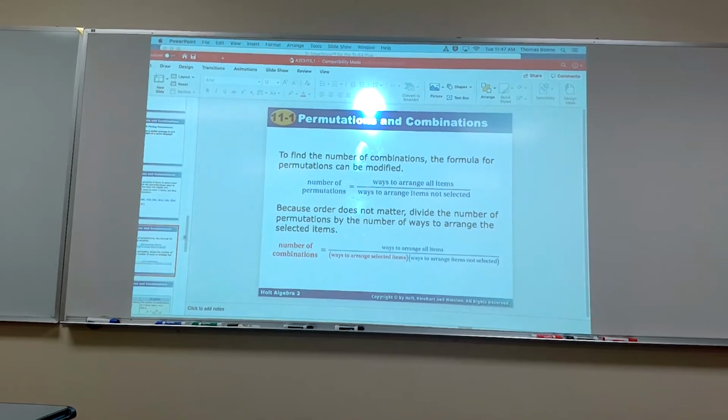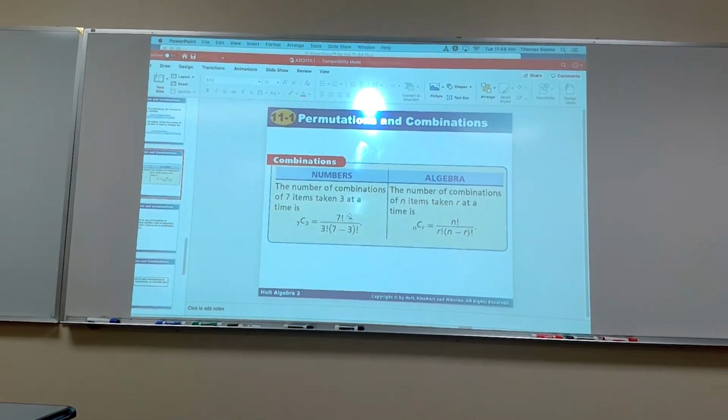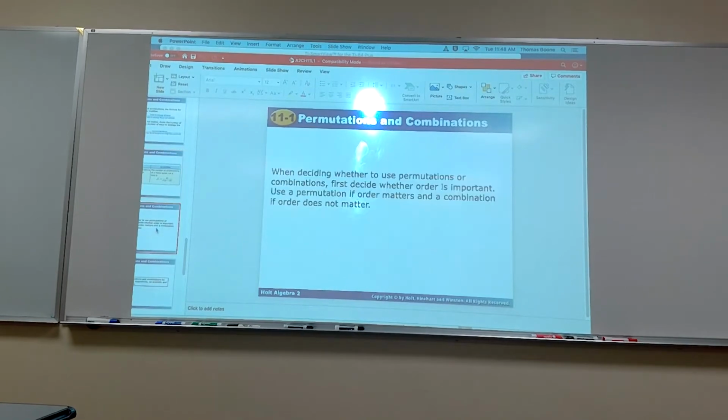Again, you don't have to necessarily know that way, but with a combination, this is what the calculator is doing. You don't need to know that. We just need to know how to type it in and set it up. Okay, so again, we're going to use the word choose here for combinations.